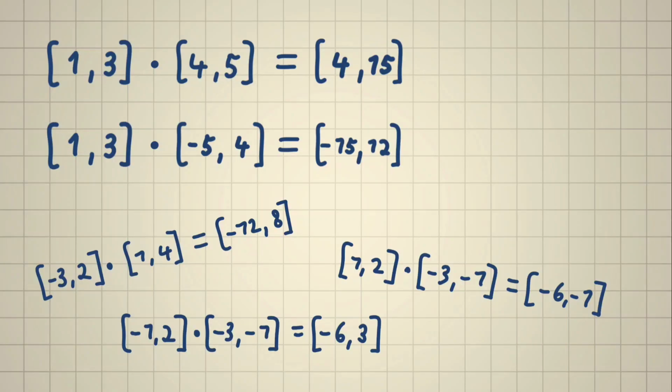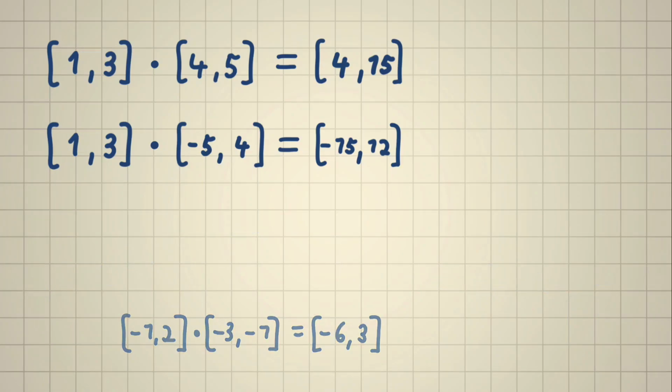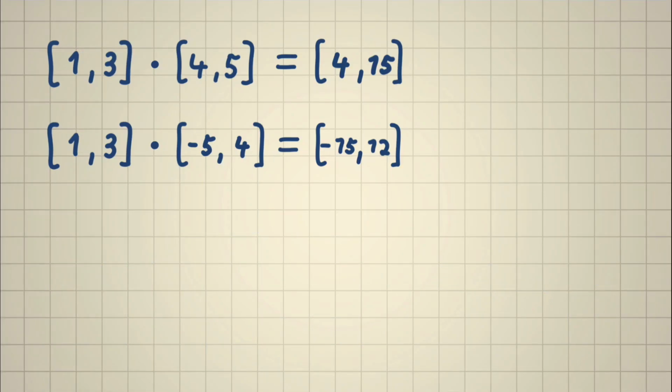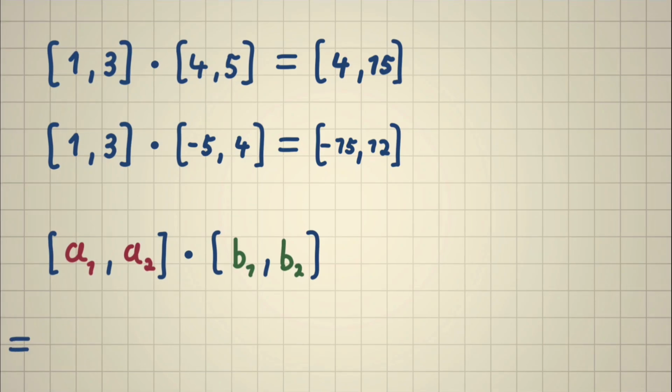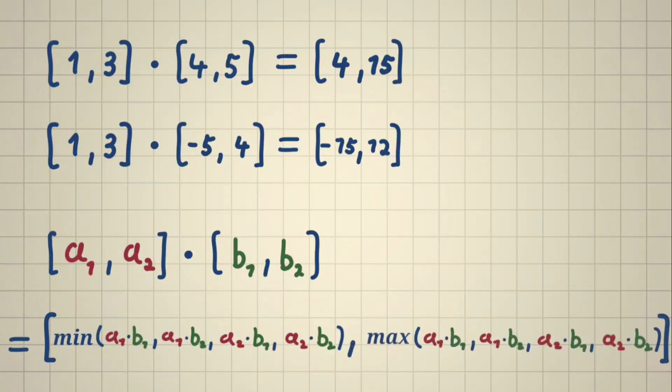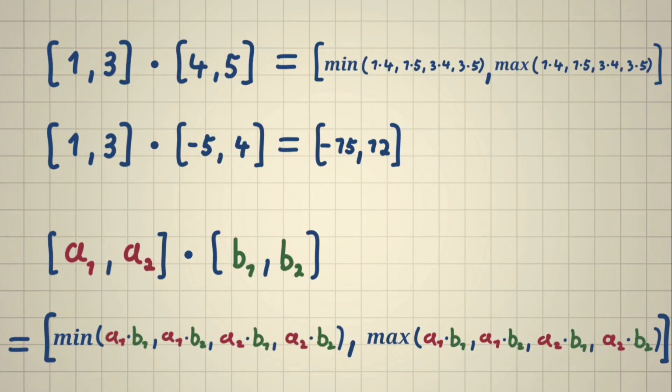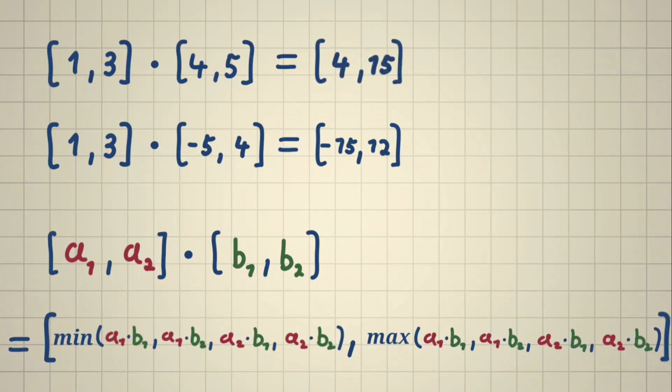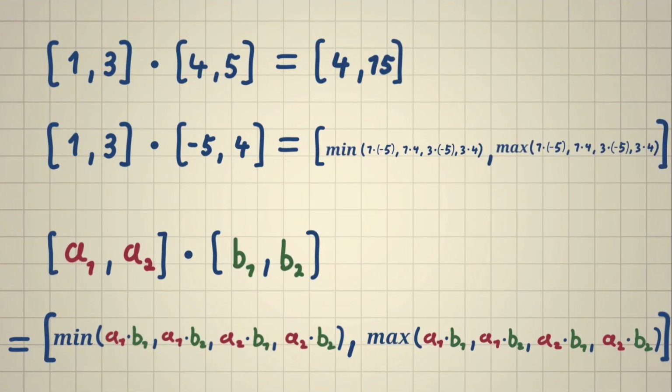Therefore, for multiplication, any product of the endpoints can lead to the smallest or largest value and must be considered individually. Generally, the left endpoint is formed from the minimum and the right endpoint from the maximum of all possible endpoint products. In the first case, the minimum and the maximum of these combinations are 4 and 15, and in the second case, the evaluation of the combinations results in minus 15 and 12 respectively.